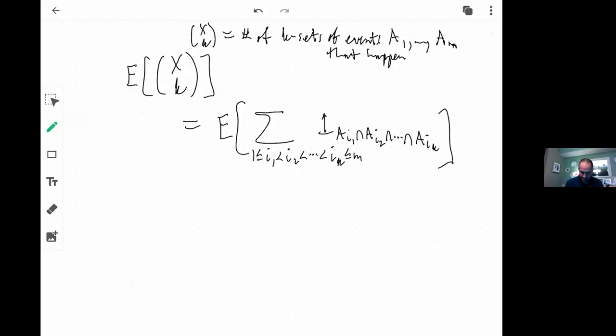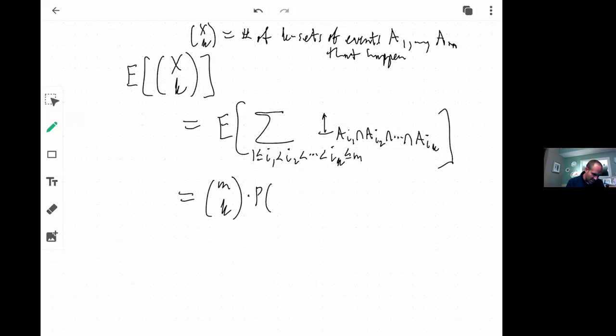But these things are completely exchangeable with one another. There's total symmetry going on here. So how many total summands do I have? Well, I had m choose 2 in the case of pairs. I'm going to have m choose k here, because I just have to choose k of those events to happen, and it doesn't matter which ones I pick. They're all going to have the same probability of happening.